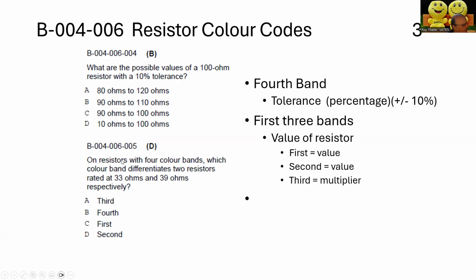On resistors with 4 color bands, which color band differentiates two resistors rated at 33 ohms and 39 ohms? If you look at that, the first band would give you the 3, and the second band would determine whether it's a 3 or a 9. So the correct answer is the second band.